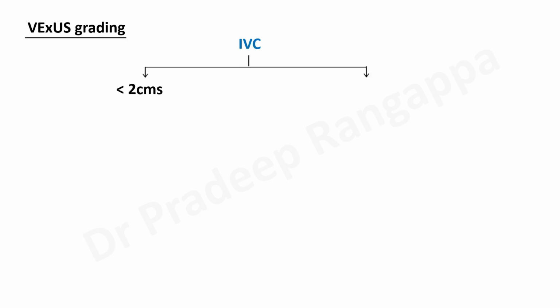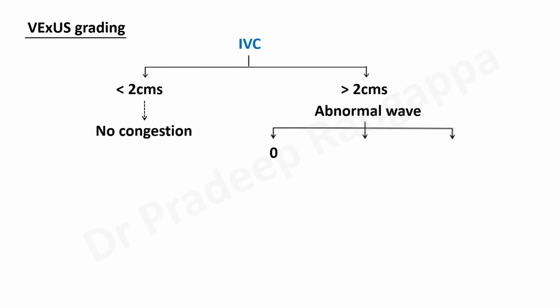VExUS grading is only a summary of whatever I've said. If it is less than 2 centimeters, no congestion. If it is more than 2 centimeters, then you have to look at abnormal waves. If there are no abnormal waves, then it is mild congestion. If any one abnormal wave is present, hepatic, portal, or renal, it is moderate. So if you find an abnormal wave in the hepatic vein, then you know there is a moderate congestion.